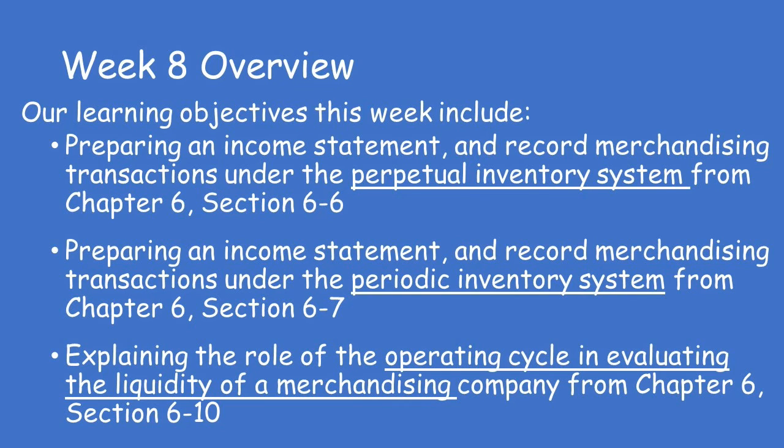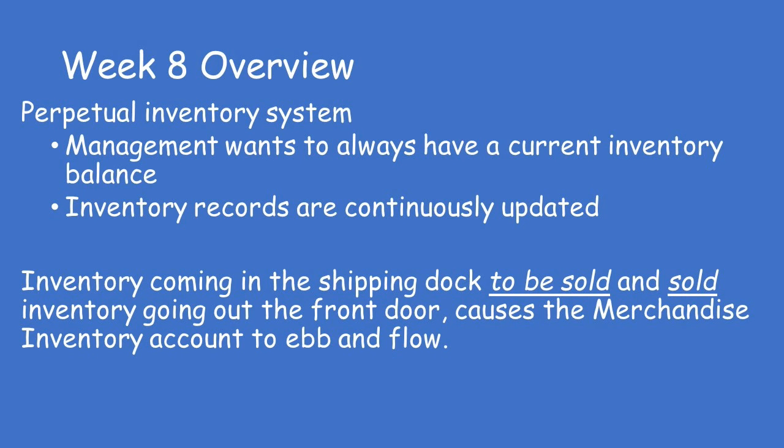It's a little bit different than the liquidity numbers that we were looking at previously. Calculated a little bit different. As a reminder, in a perpetual inventory system, management wants to always have a current inventory balance. Under that system, inventory records are continuously updated, providing management with up-to-date information regarding the inventory levels. In a perpetual inventory system, the merchandise inventory account is increased for the cost of goods purchased and decreased for the cost of goods sold.